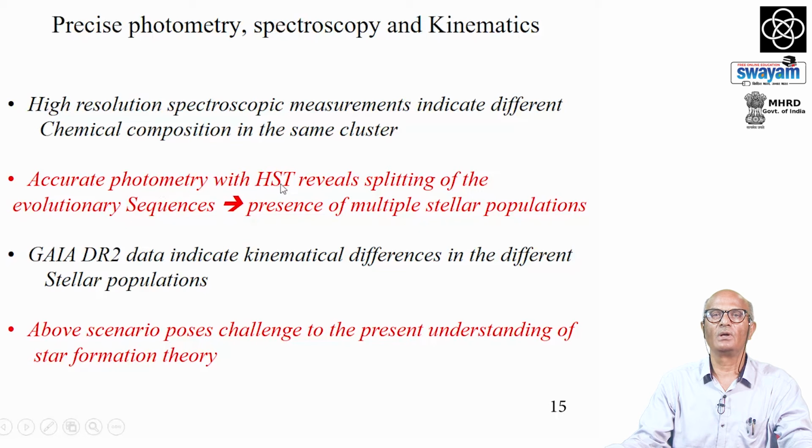Accurate photometry with Hubble Space Telescope reveals splitting of the evolutionary sequence. It means there are multiple stellar populations which are present. It is not a single epoch of star formation. Gaia data indicates kinematical differences in the different stellar populations. In these multiple populations, if you see their kinematic property, they differ.